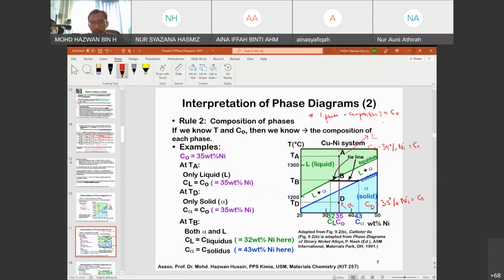Okay, all right. So now we are going to the most difficult part. If you have a mixture, let's say at point B, what will be the phase?